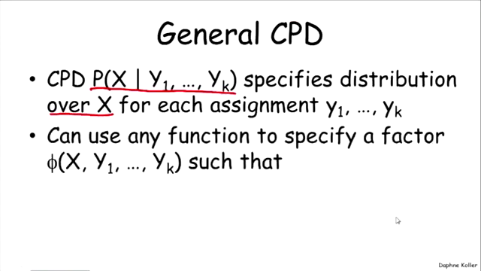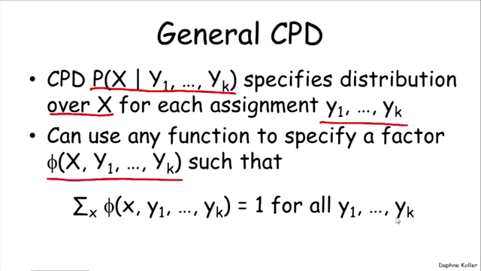In fact, we can use any function, parameterized or as a C routine or anything, to specify a factor over the scope x, y1 up to yk, such that it has to be a probability distribution over x. So when you sum up all the values of x for a given assignment to y1 up to yk, it has to sum to 1. Anything that satisfies these constraints is a legitimate representation of a CPD.